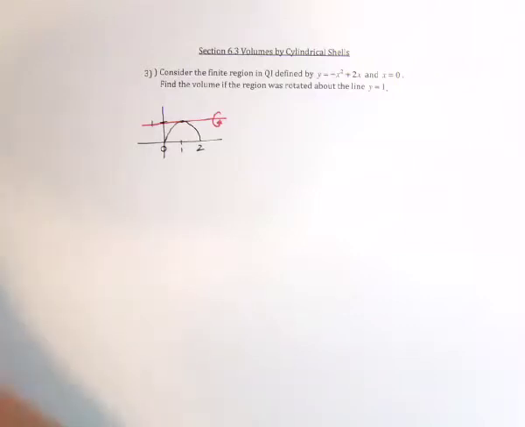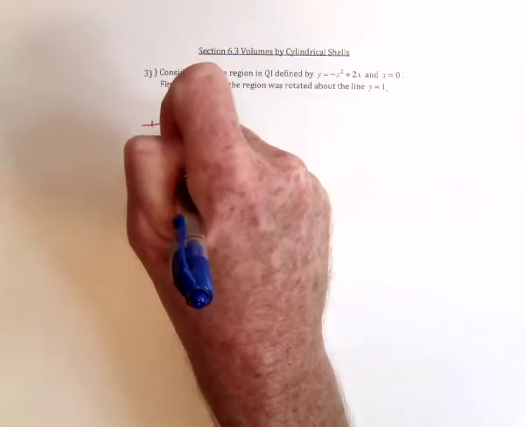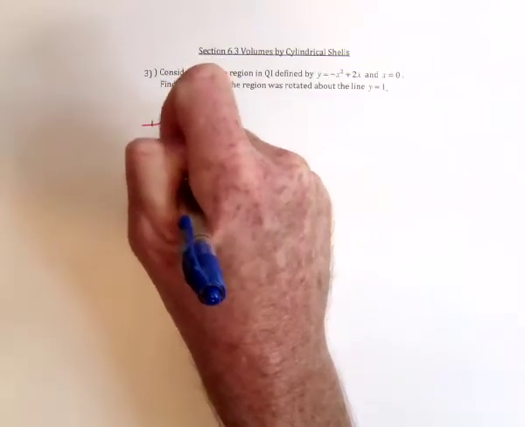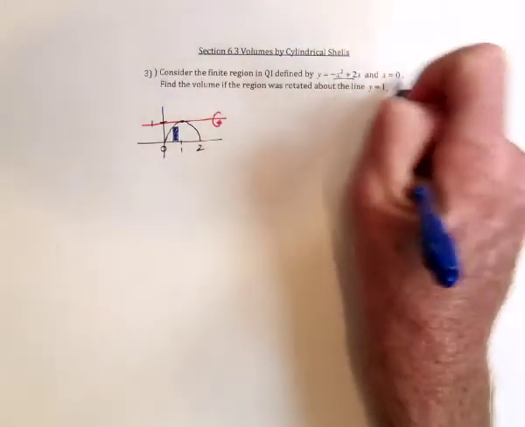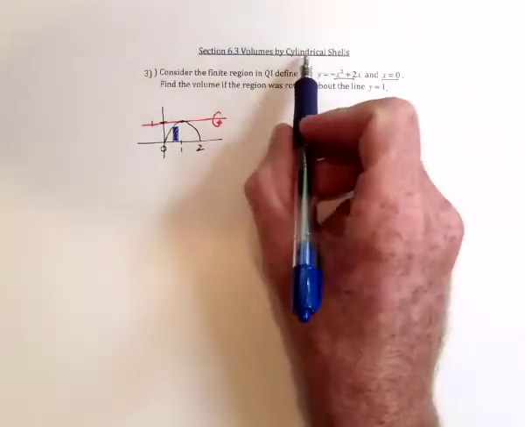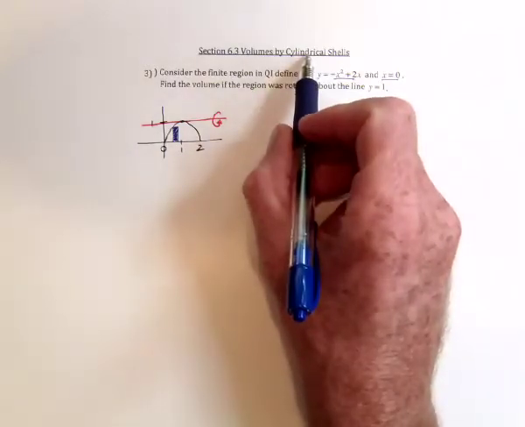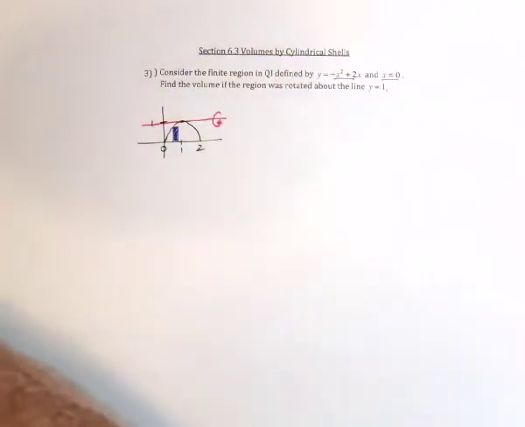So we would need the representative rectangles going this way, so that it's between the two functions. And then we've got that the rectangle is not parallel to the axis of rotation. That means this actually is not going to be a cylindrical shell. So this is instead either the disk or washer method.